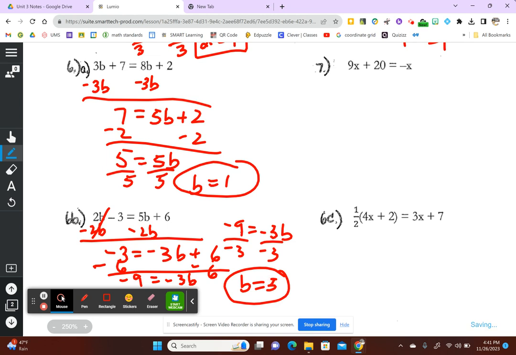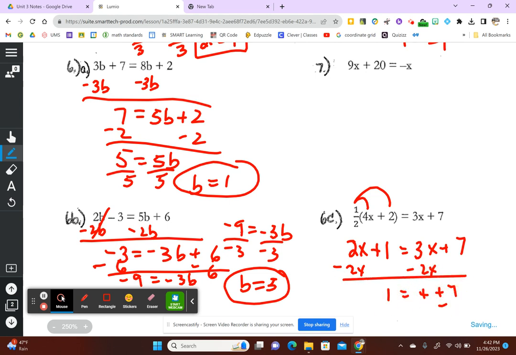And then for 6c, notice I'm going to multiply both of these by 1/2, because by multiplying I get rid of the fraction. So I get 2x plus 1 equals 3x plus 7. And I subtract 2x, 1 equals x plus 7, minus 7, minus 7, x equals negative 6.